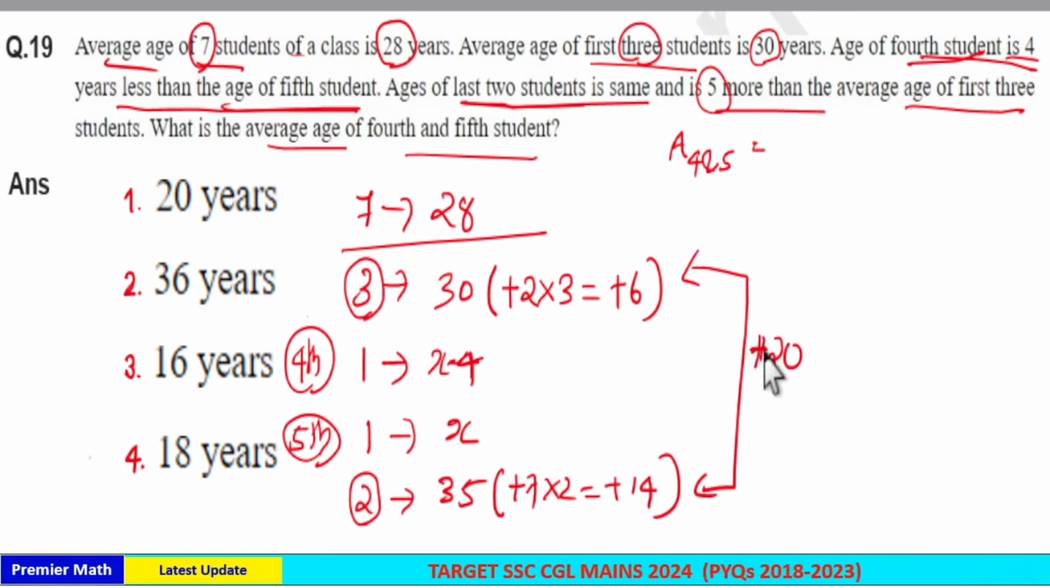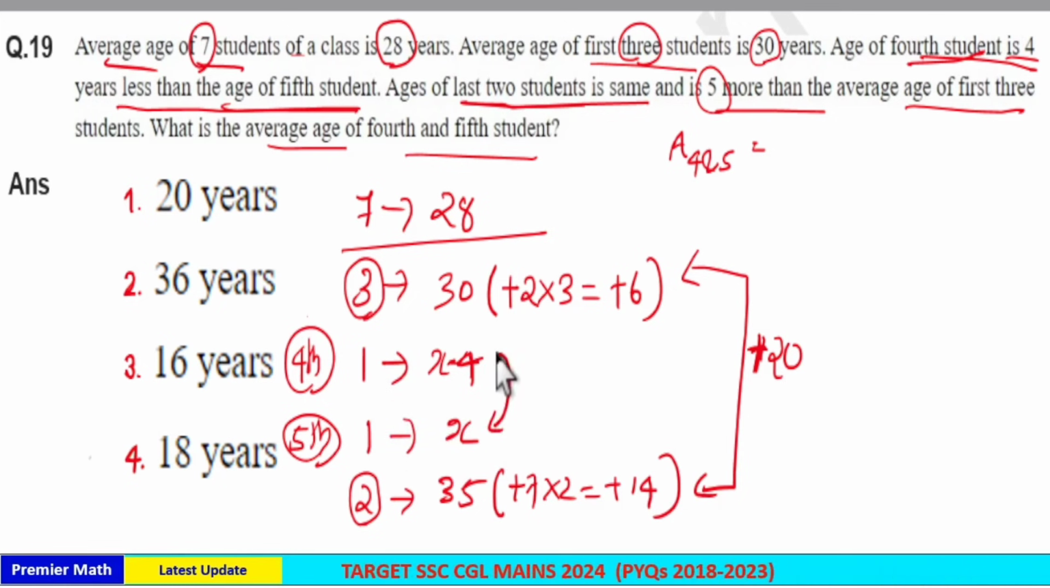That is, the common average is 28. But here there is a total plus 20 increment. 6 plus 14 is 20. So, plus 20 increment in the sum of ages of 3 plus 2, 5 students. So, we should subtract this 20 increment from the sum of ages of the remaining 2 students.